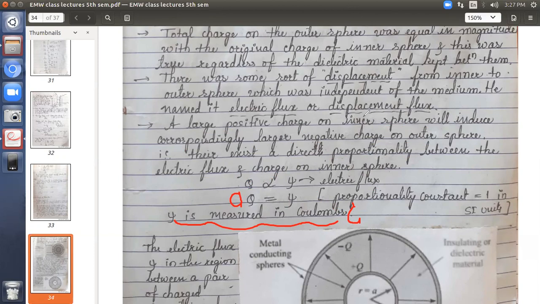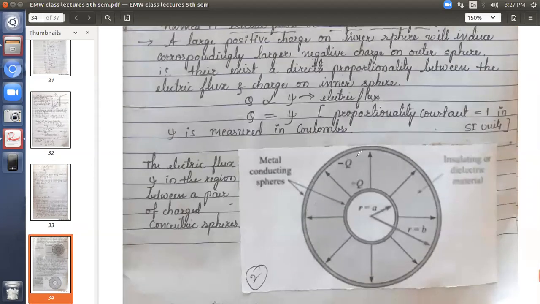You should know what an electric flux is. Then you can study the electric flux density. The same setup I can show you in a generalized way. Two spheres are there. This is the inside sphere whose radius is r equal to small a. I hope it is visible, not blurred. And the inner sphere is plus q charged.